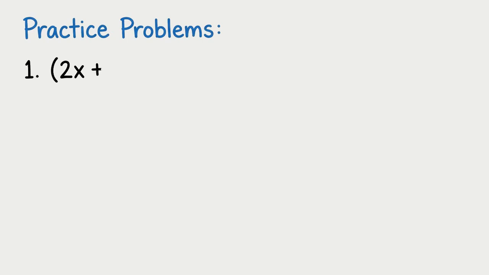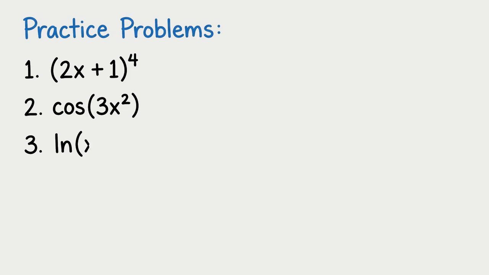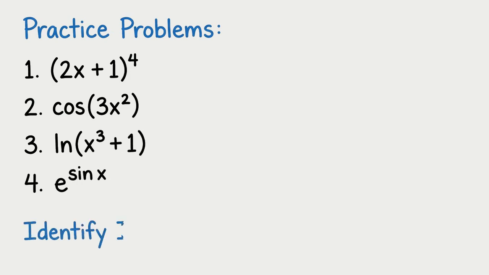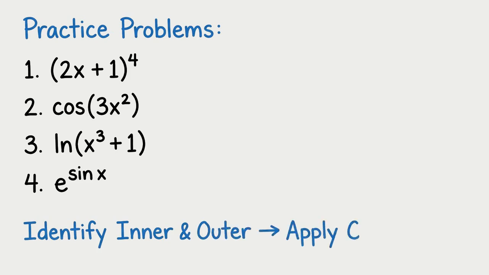That's it. Now, if you want to practice, try differentiating these: (2x plus 1) to the fourth, cosine of 3x squared, ln of (x cubed plus 1), and e to the sine x. Identify the inner and outer functions, apply the chain rule, and see what you get.